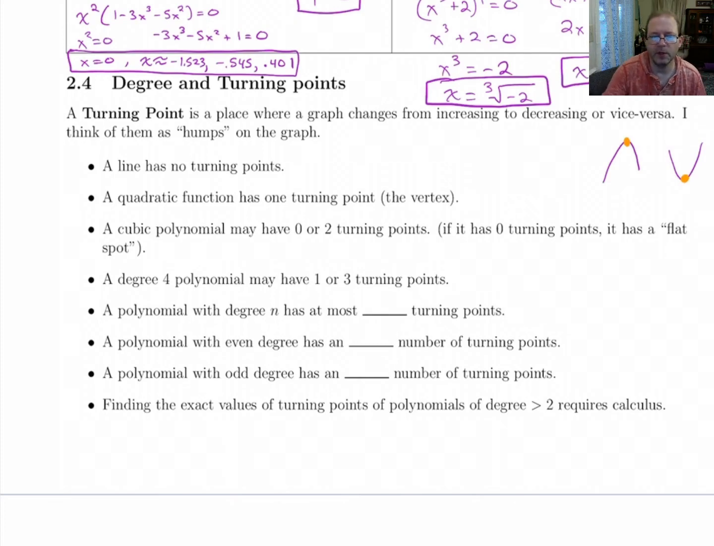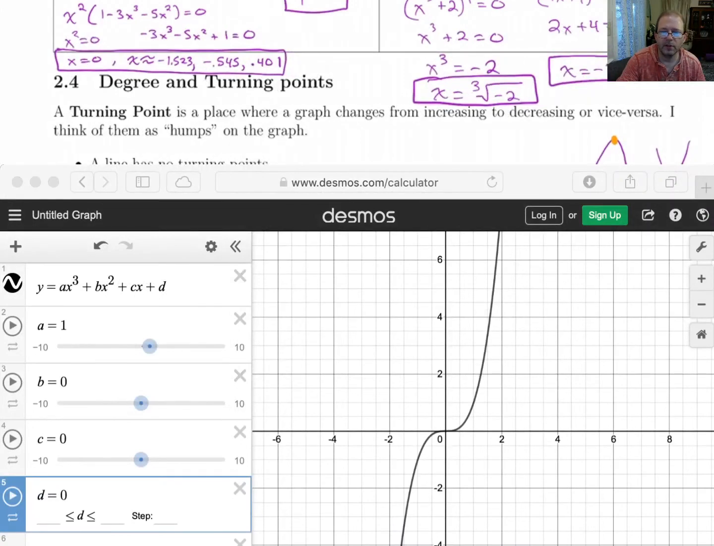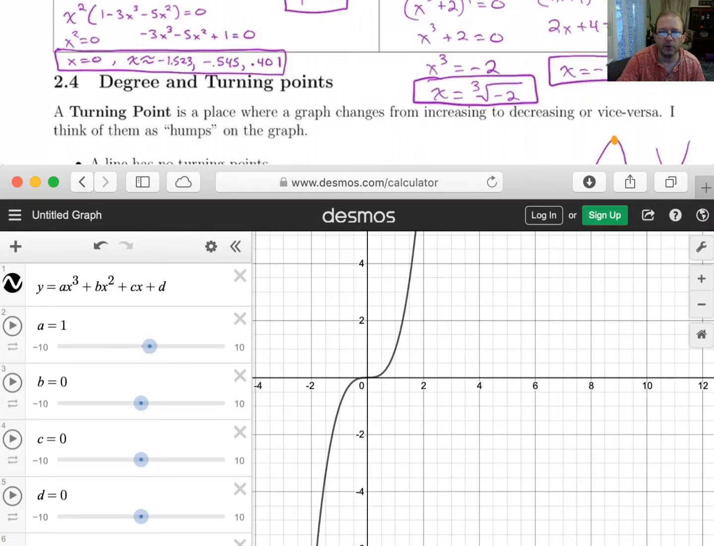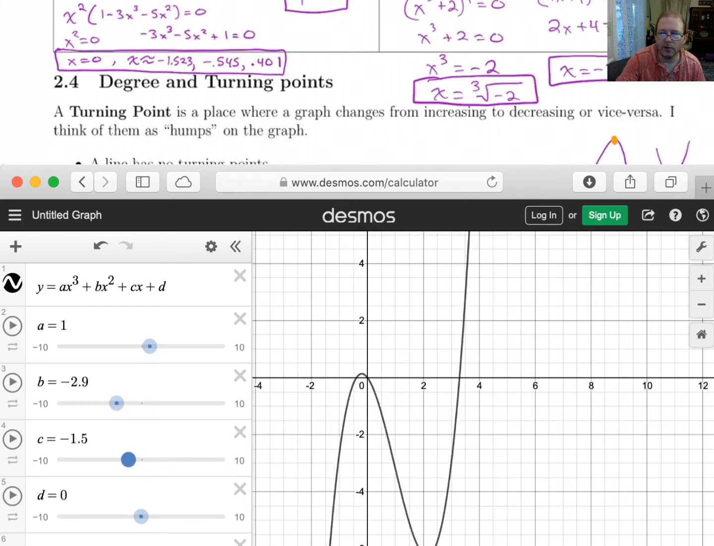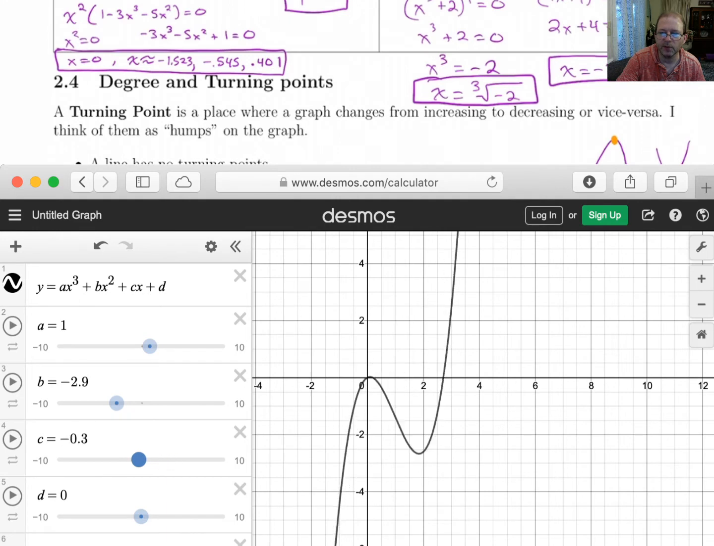And we could play around with Desmos if we wanted to. Here's y equals x cubed. And if you start playing around with the other values, you can make it into something with 2 turning points, or you can still have 0. But there's no way to just get 1, because every time it hits a turning point, it turns around.